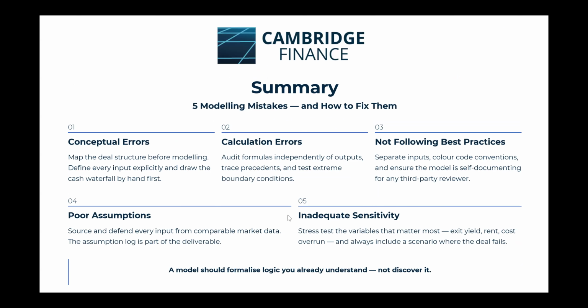Okay, so in summary, 5 modeling mistakes and how to fix them. So conceptual errors. It's mainly that the structure of the model is not correct. Therefore, you need to be very careful. You need to understand the economics. You need to understand if you're going to borrow or not borrow, if there's going to be a JV partnership, if it's going to be just equity, 100% equity. You need to define this beforehand.